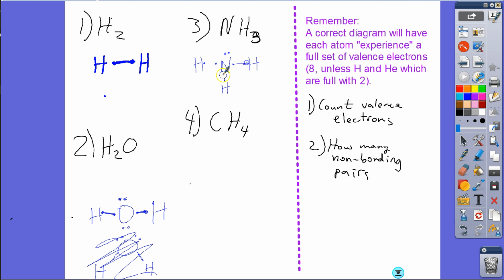Now it looks like I can draw a bond there, a bond there, and a bond there. And if you count the electrons for each one, nitrogen has 1, 2, 3, 4, 5, 6, 7, 8, and then all the hydrogens have 2. It's happy.